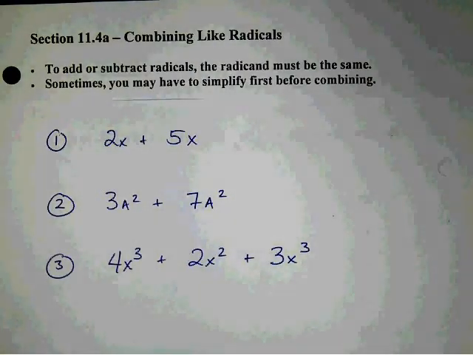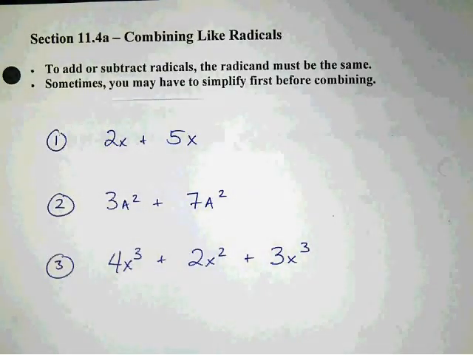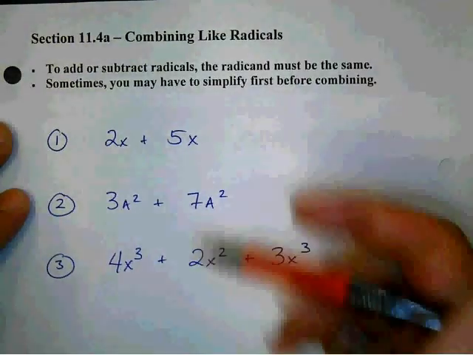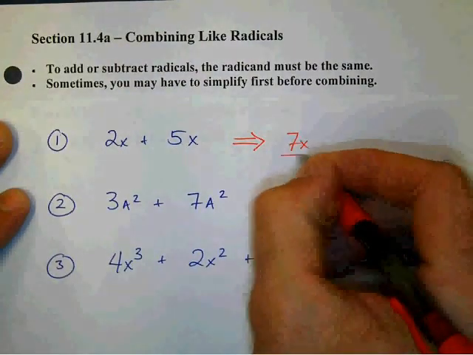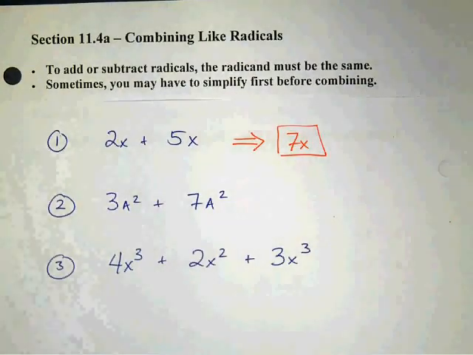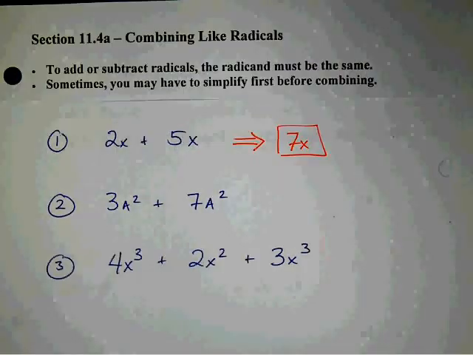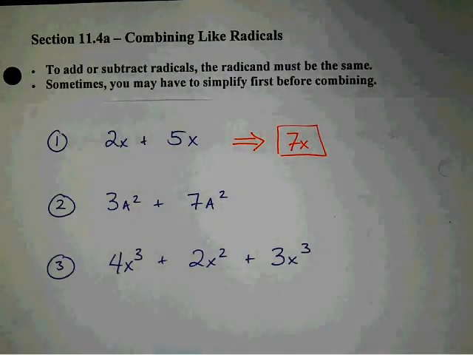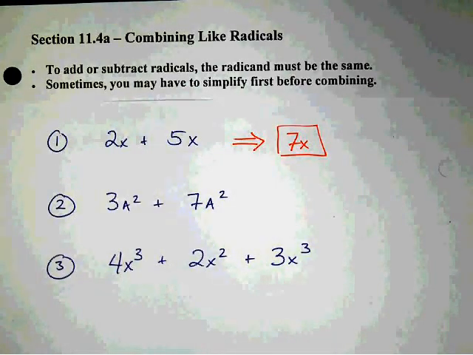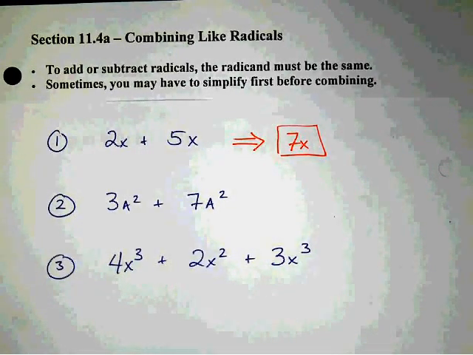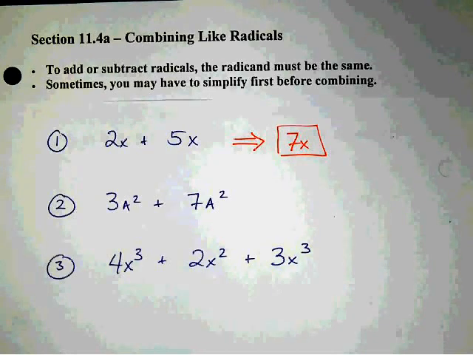Anybody? Luke. Number 1. 7x. Why does 2x plus 5x equal 7x? I'm going to make you support all your answers. Support your answer. 2 plus 5 is 7, and x plus x is x squared, so it should be... Should it be 7x or should it be 7x squared? When you multiply, you add the exponents.